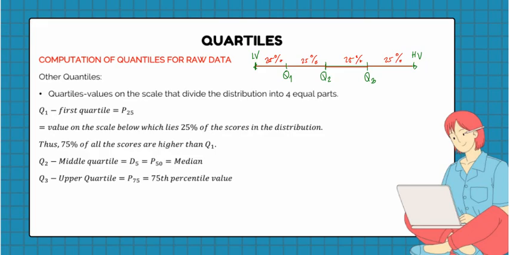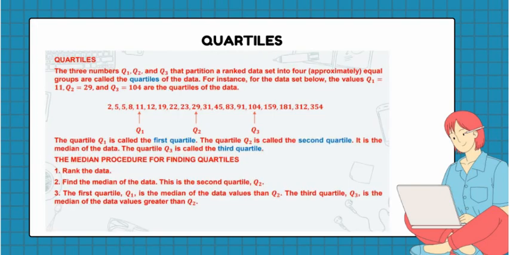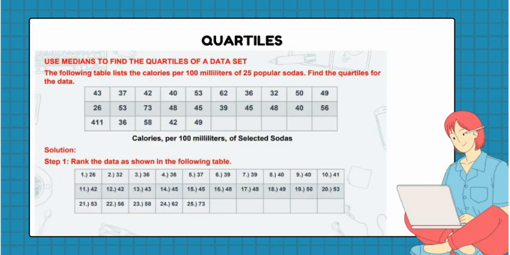Okay? And then, of course, we try to apply that to an example, wherein we calculate the quartiles of this data set, which is the calories per 100 milliliters of selected sodas. Step 1 is still to rank the data. So we rank it from 1 to 25, arranging it from lowest to highest.